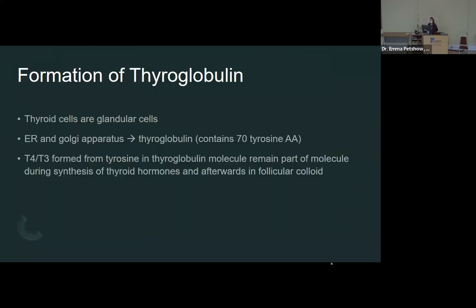All right. So formation of thyroglobulin. So thyroid cells, again, a reminder, they're glandular cells. Thyroglobulin is made in our endoplasmic reticulum and Golgi apparatus and contains a bunch of tyrosine amino acids. Amino acids will be coming soon to you here shortly. T4 and T3 is formed from tyrosine, remains a part of the molecule during synthesis of thyroid hormones and afterwards. Our body's really good at recycling stuff, so it tries to recycle as much as possible.